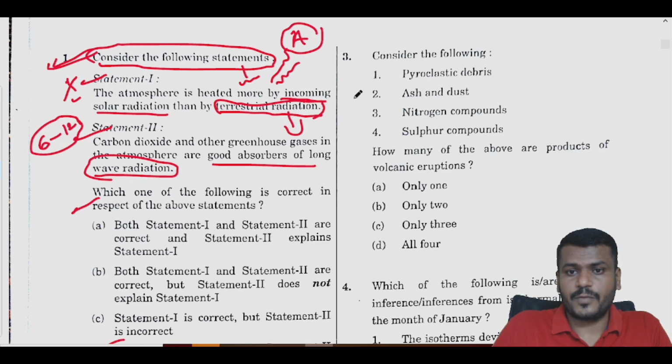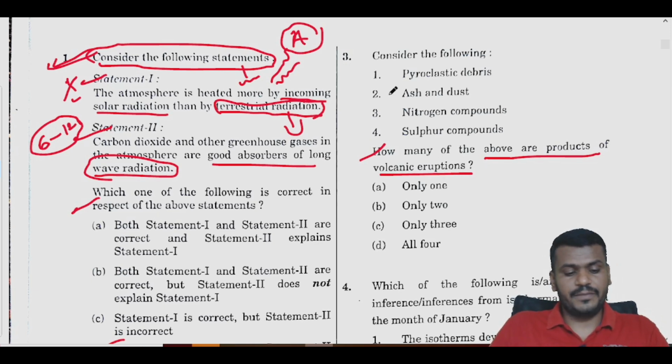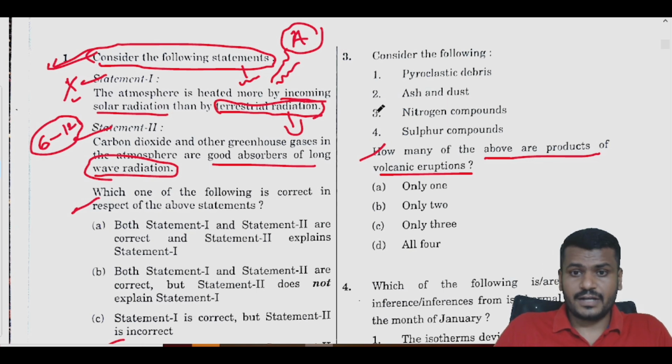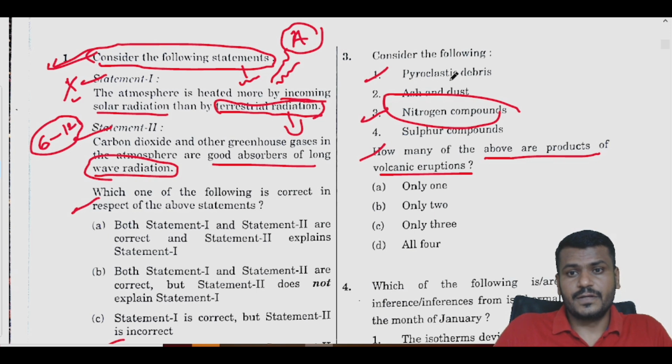Next, consider the following statements. What they are asking: how many of the above are products of volcanic eruption? Again an NCERT basic question, you can definitely answer. Those who read NCERT, nitrogen compounds, yes, you are very confident. And the ash and dust also, you are confident. Sulfur compounds, yes. All of these, 1, 2, 3, 4, are definitely components of volcanic eruption.